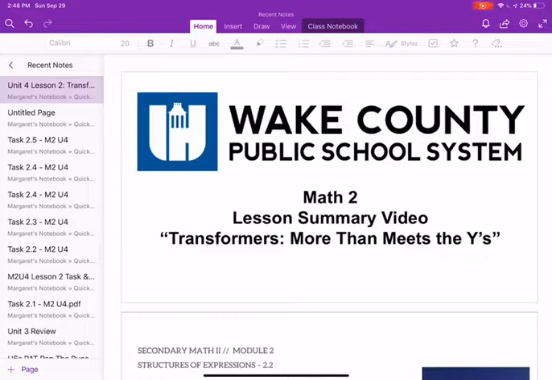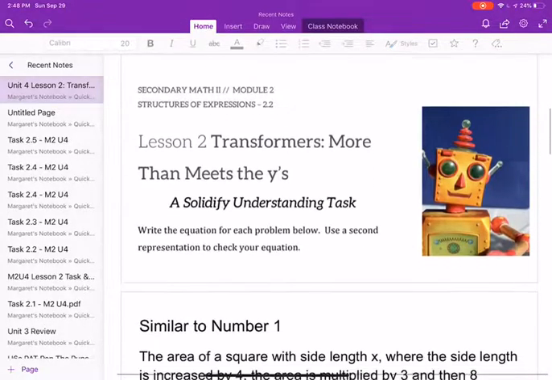Alright, this is the Transformers More Than Meets the Y task covering transformations on a quadratic function. The task looks like this and can be found in your workbook or your Canvas account. If you missed class today, you should pause this video and go work through the task yourself before coming back to watch this video. If you were in class today but didn't quite understand what the main math ideas were, then you are in the right place.